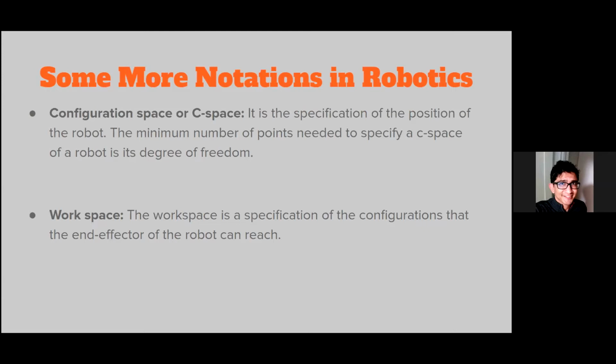And the number of notations used to describe the C space of a robot is called the degree of freedom of that particular robot. I'll get into what this means in the next slide, but it's just a simple definition. Your workspace is very similar to your C space, but it is specifically defined for your end effector. If you recall from our previous slide, your end effector is a very specific tool that your robot is working with.